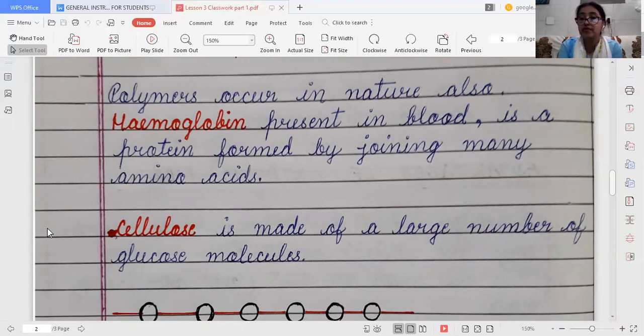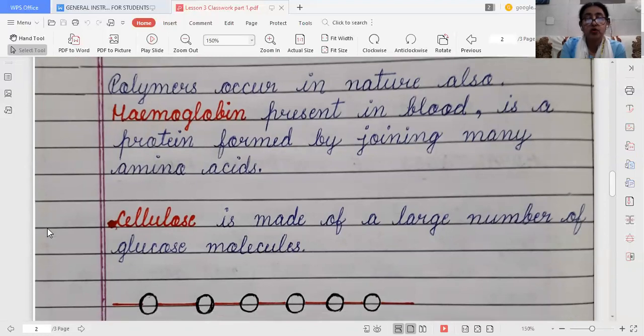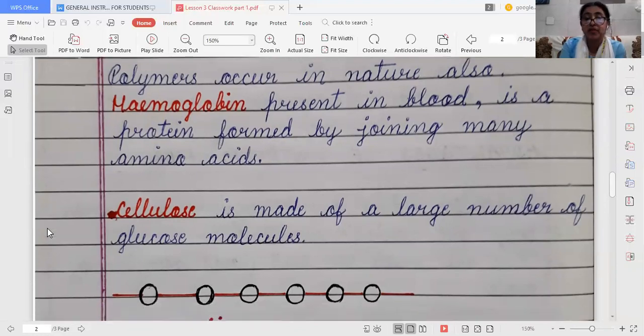Second example, that is for the animal. Now, if we go for the plants, cellulose, we all know cellulose is present in plants. Cellulose is made of a large number of glucose molecules. Here, glucose molecules are monomers which combine together to form cellulose. So polymers also occur in nature, and these are the two examples. Hemoglobin, present in blood, is a protein formed by joining many amino acids, and cellulose is made of a large number of glucose.